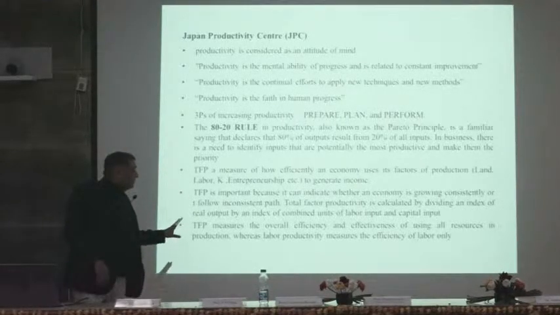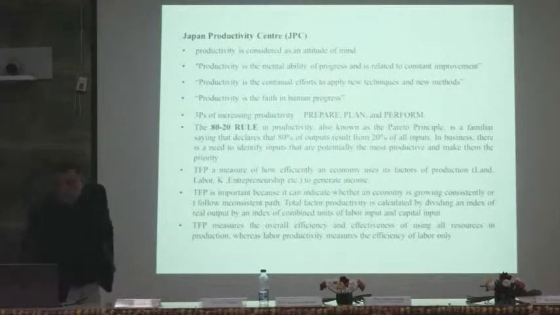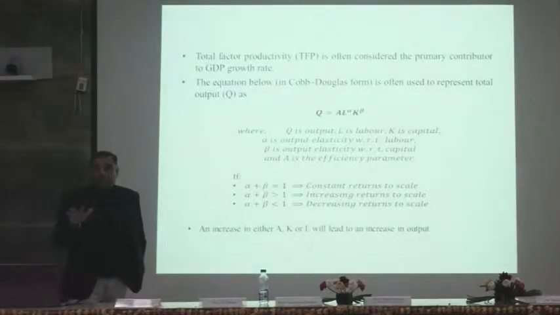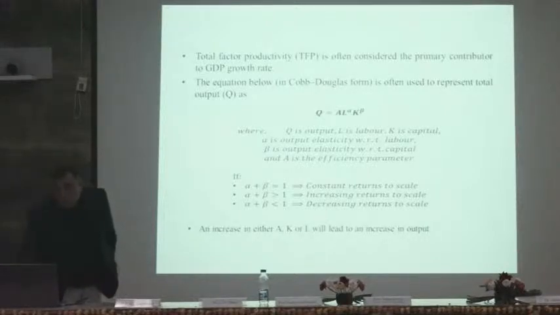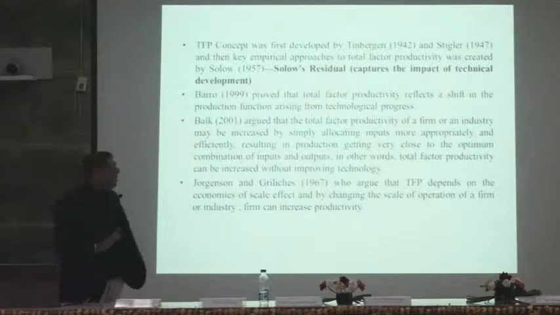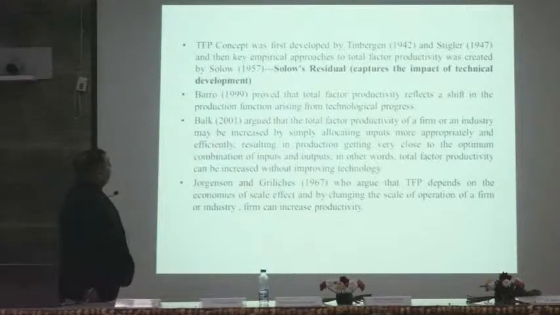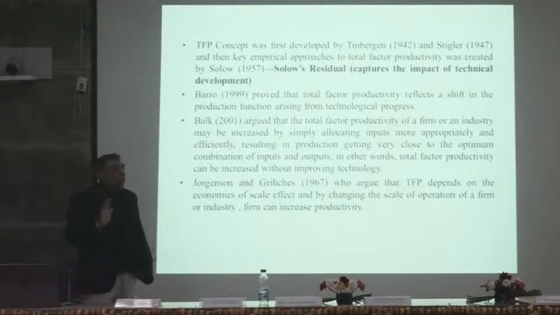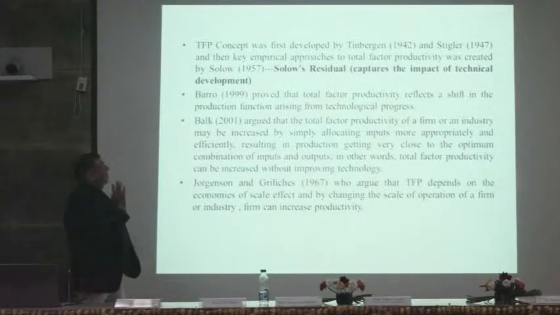So it is very important to consider aggregate demand, aggregate supply, the factor inputs, land, labor, capital, entrepreneurship, and then how efficiently you use them. You should take that into consideration also. Now, when we are talking about total factor productivity, you should consider the concept first.